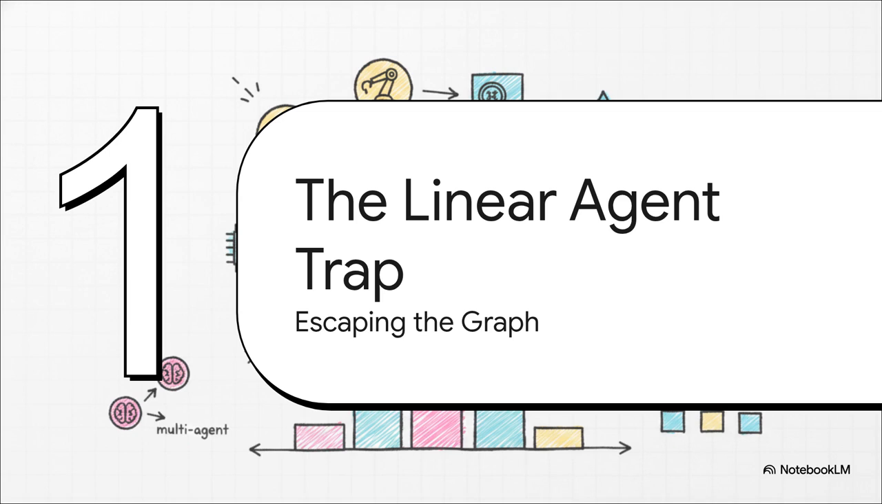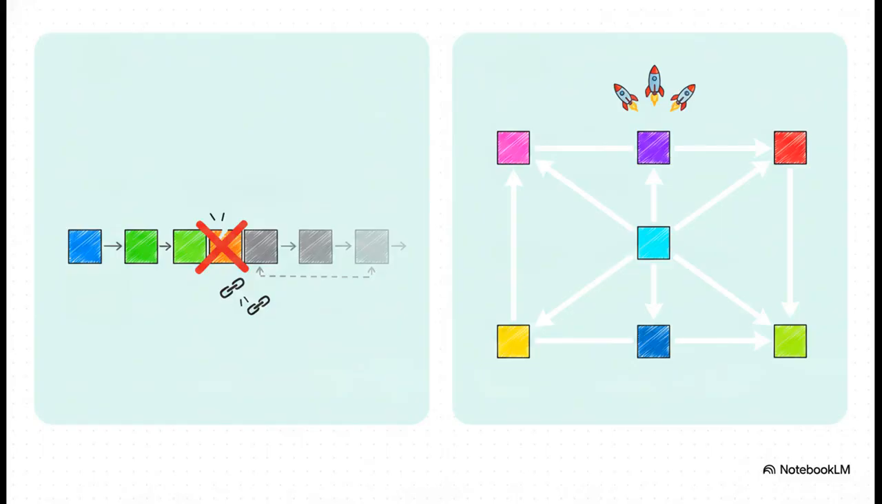Section 1. The linear agent trap. Escaping the degenerate graph. The source points out something kind of mind-blowing here. A linear script is essentially a degenerate graph. What that means is it has absolutely zero redundancy. If you've ever written a prompt that says do A, then B, then C, you've accidentally built a super fragile, unbranching chain. If Step C stalls out, Step D literally never happens, and all the hard work from Step A is just trapped in limbo.